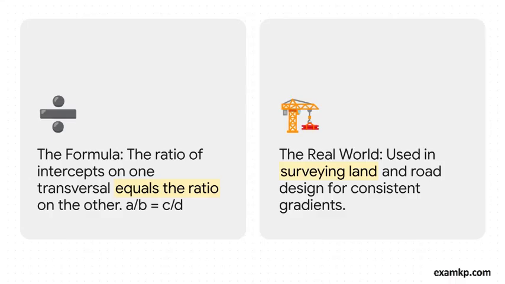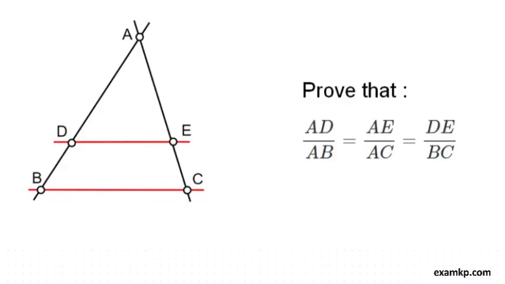The formula itself looks super simple, right? The ratio of the pieces on one line is equal to the ratio of the pieces on the other. And believe me, this isn't just some random formula for an exam. This is real world stuff. Engineers, architects, surveyors, they use this all the time to make sure things like roads and buildings have consistent slices.